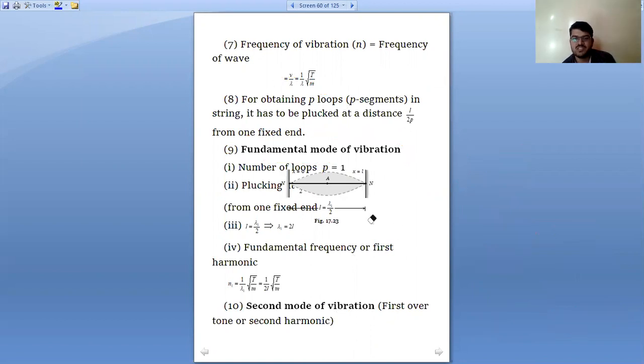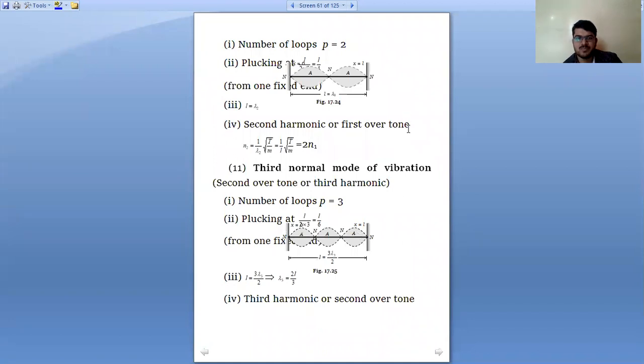Now this is finished. What about our fundamental mode? Now, next one: second mode of vibration, or first overtone, or second harmonic. Let's see how it is. So this is second harmonic. I am drawing the diagram. So this is for the second harmonic.